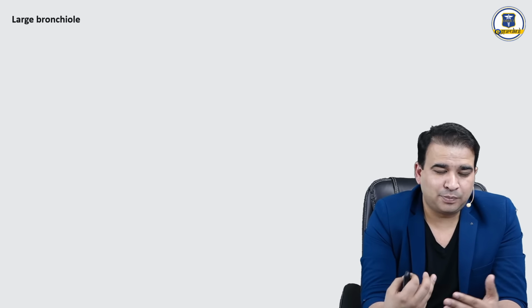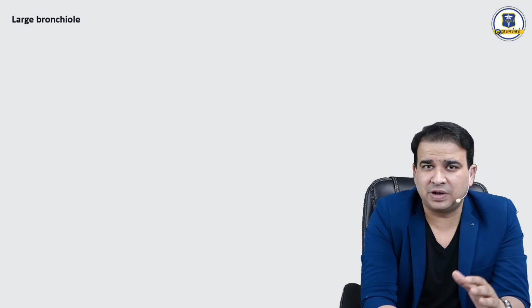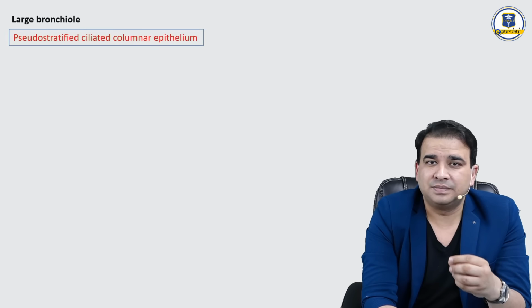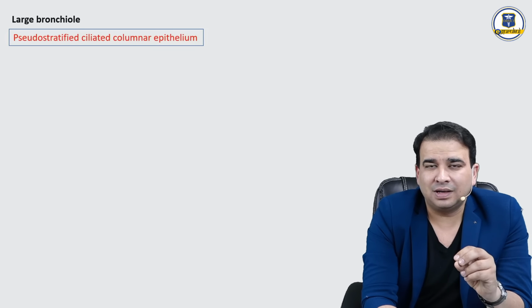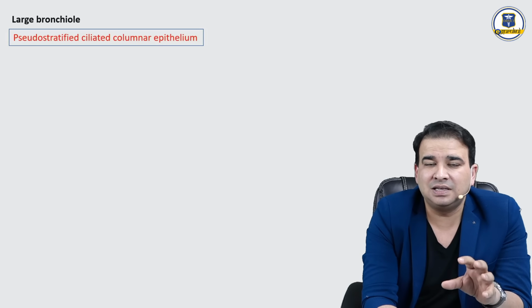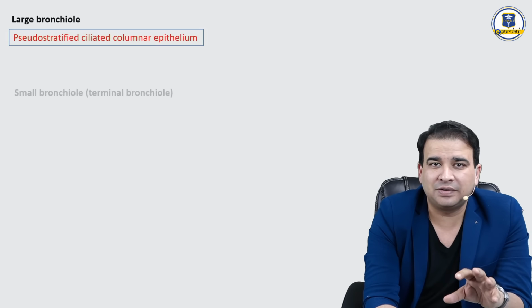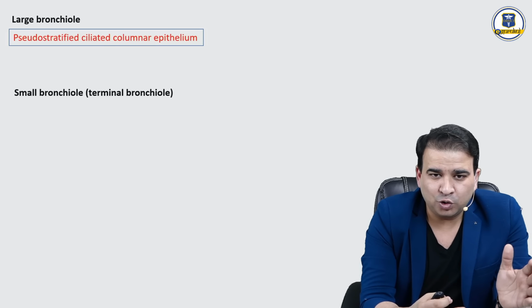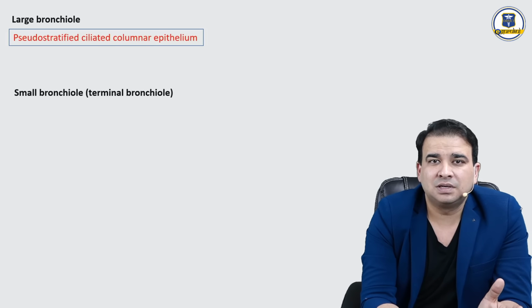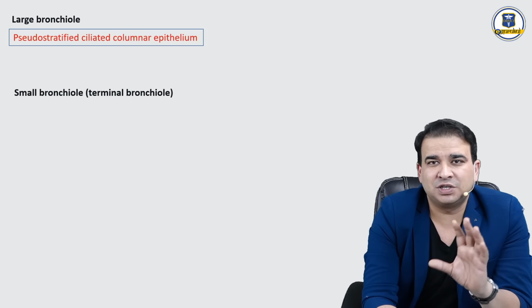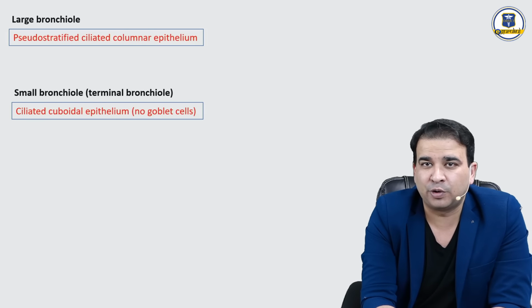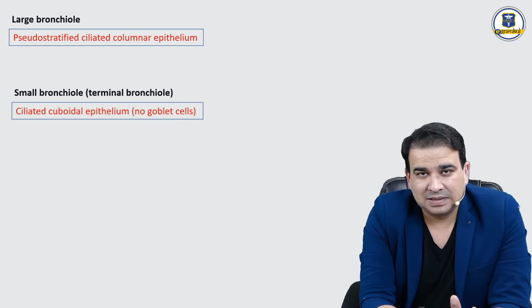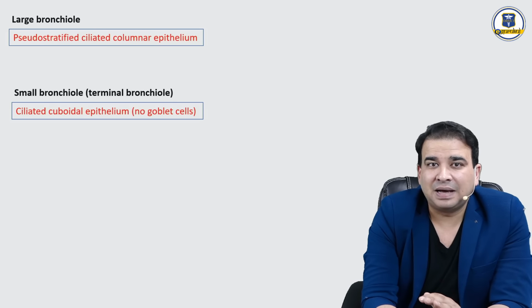As we already said, in the large or proximal bronchiole, the lining epithelium is just like the trachea and the bronchus, which is pseudo-stratified ciliated columnar epithelium. But when you come to the terminal bronchiole, it again has ciliated cells, but these are ciliated columnar cells, rather than pseudo-stratified. And the more you go into the distal part, it becomes ciliated cuboidal type. So if the question is asked, the better answer is the ciliated cuboidal cells, which are seen in the small bronchiole, with no goblet cells. The goblet cells are now replaced by the Clara cells.